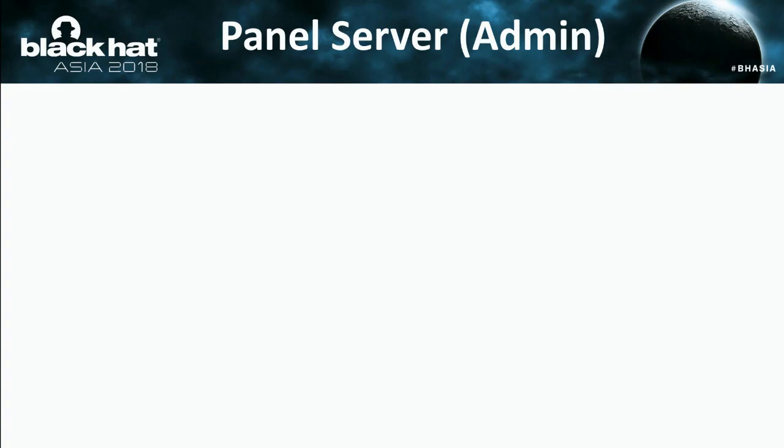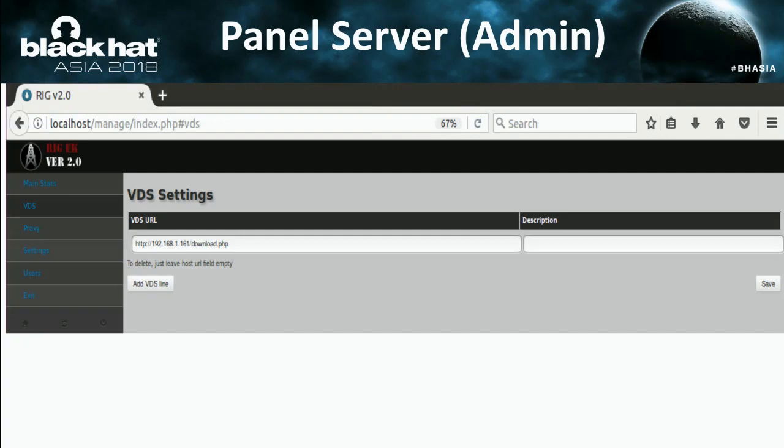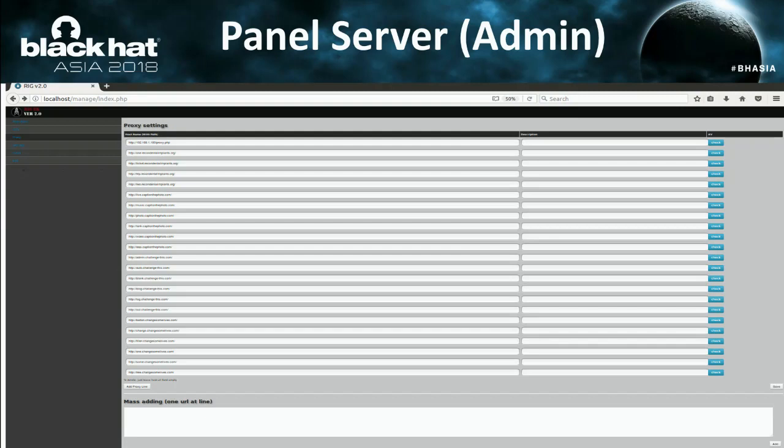So this is also the admin account. At the panel server, the administrator or the exploit kit operator can set up the VDS server IP or URL here. And the VDS server is the landing page. So if some victim comes to this server, the victim will be exploited. These are the VDS settings. And the administrator can also control the proxy domains through the web panel. So these are the proxy server domains used for the RIG 2 exploit kit.